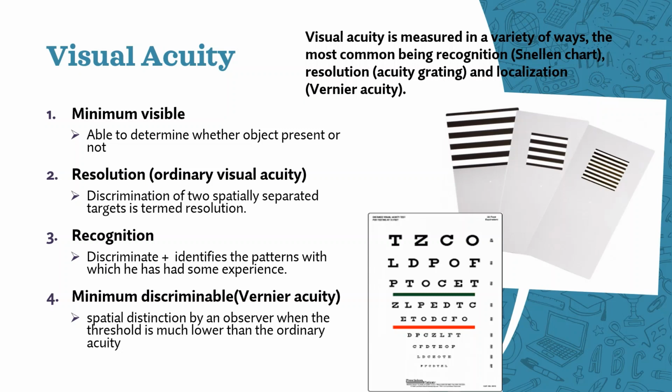First thing is the minimum visible. Just imagine an object such as a pen. I am holding a pen, for instance. Are you able to see whether the pen is present or not? That is known as minimum visible. Next, suppose I keep two pens very close. Then you either are able to discriminate the two spatially separated targets or not. This is known as resolution, whether you are able to distinguish them as two different objects separated by some distance. This is known as ordinary visual acuity or grating acuity.